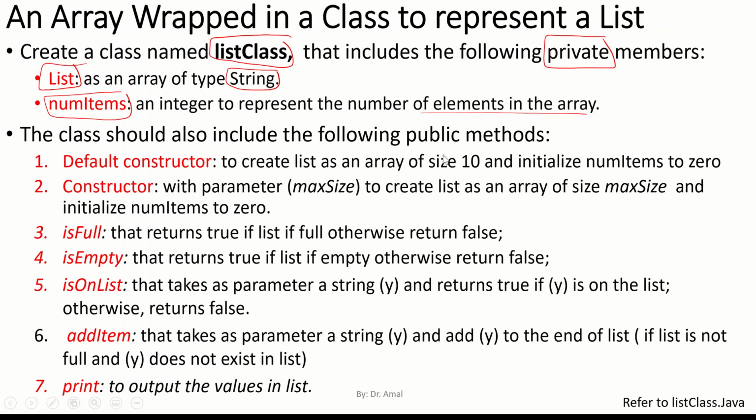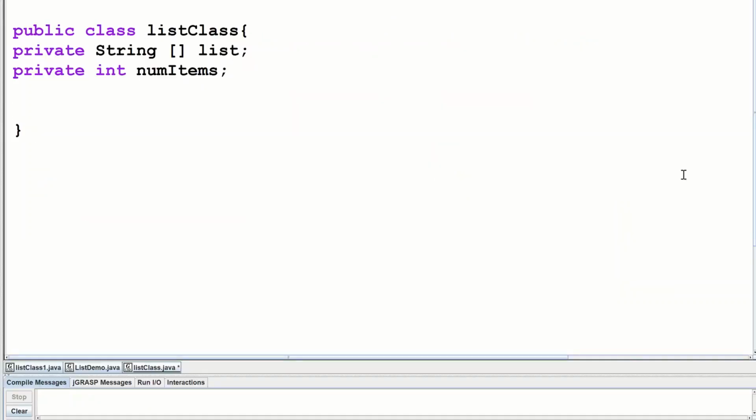Now we can go to the methods. So according to the class, it says you should have a default constructor, and this constructor is to create the list as an array of size 10 and initialize number of items to 0. So you have to create a constructor. A constructor, we will just say public and then the name of the class, which is list class, and I should have empty brackets because this is a default constructor. So we should have no parameters.